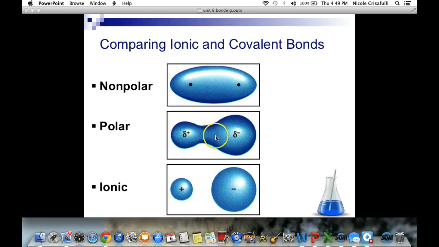I like to also think of this as that you have an electron hog. You have something that really wants electrons really bad. Or you can have an ionic bond, which is going to have that electrostatic attraction between the positively charged metal and the negatively charged nonmetal.